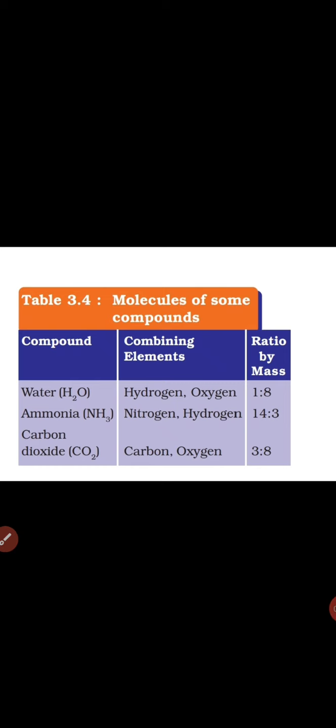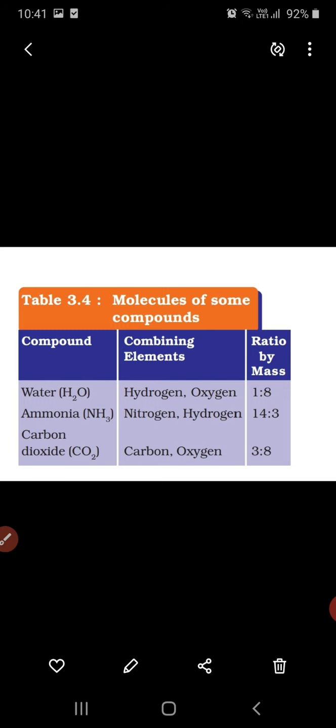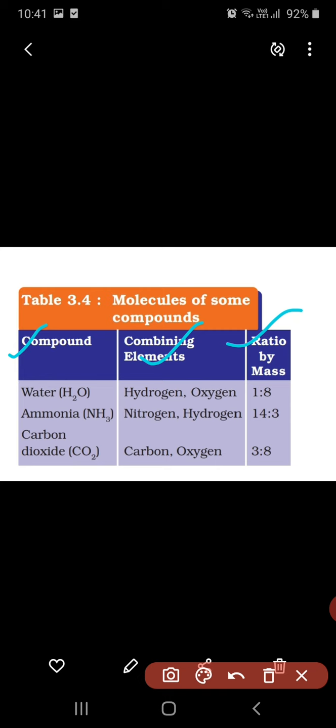In the previous class we learned what compounds, atoms, and molecules of elements are. Here is a molecule of a compound. Here is a table giving the compounds, the combining elements, and the ratio by mass. Today we will learn how we calculate the ratio by mass.